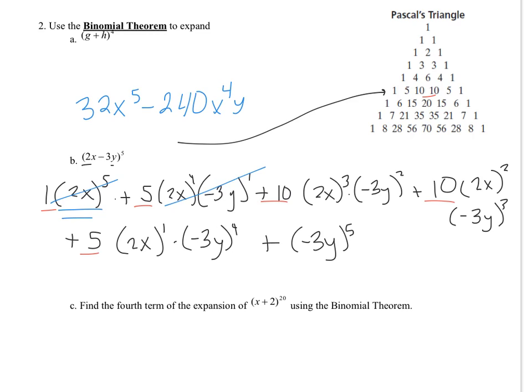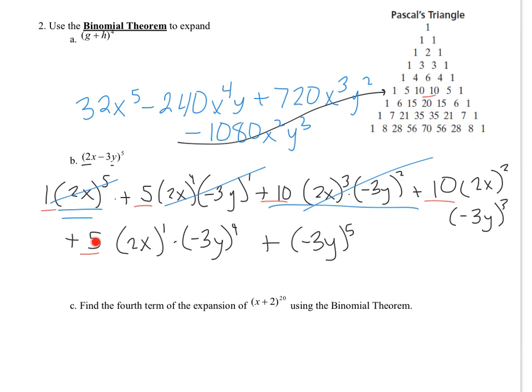That one's done. Then in this third term, you have 2 cubed. 2 cubed times 9, and then times 10. So this will be plus 720 x 3y squared. Done. This next one, you have to square 2 and then cube negative 3 and multiply that by 10. So it's going to be 4 times negative 27 times 10, which is negative 1080. That's going to be x squared y cubed.